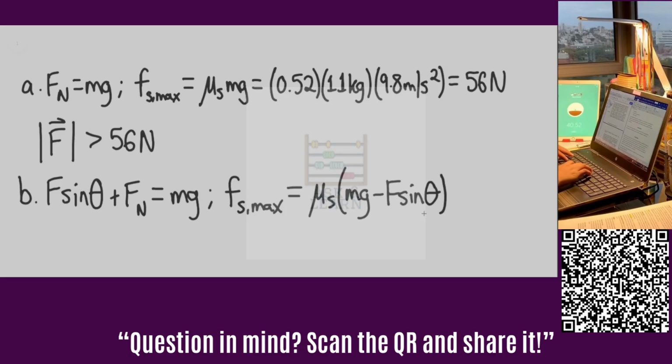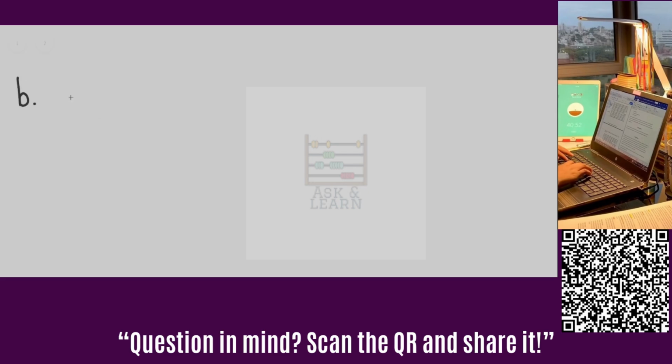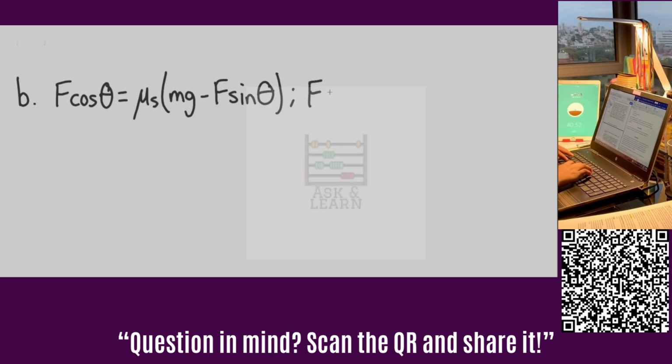And so we can say that now the horizontal component needed to initiate motion, for part B, F cosine of theta must be equal to the coefficient of static friction times mg minus F sine of theta. So we can then solve for F. This would be equal to the coefficient of static friction, mg, divided by cosine of theta plus the coefficient of static friction, sine of theta.